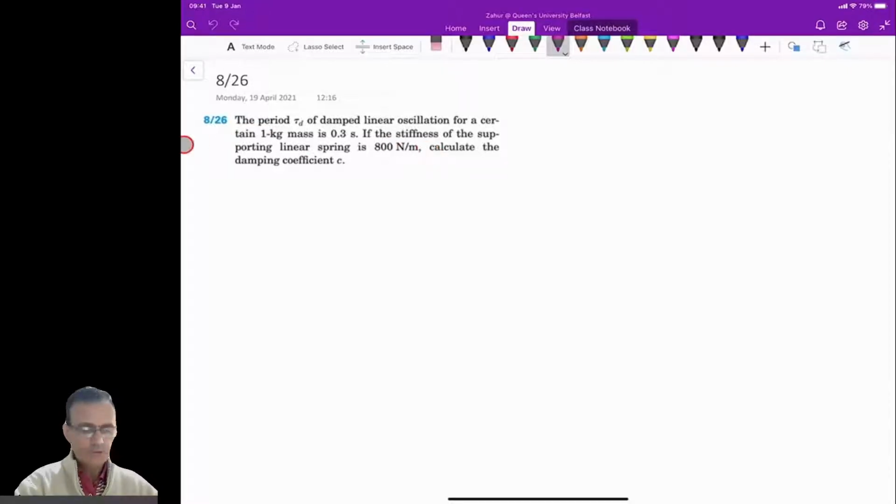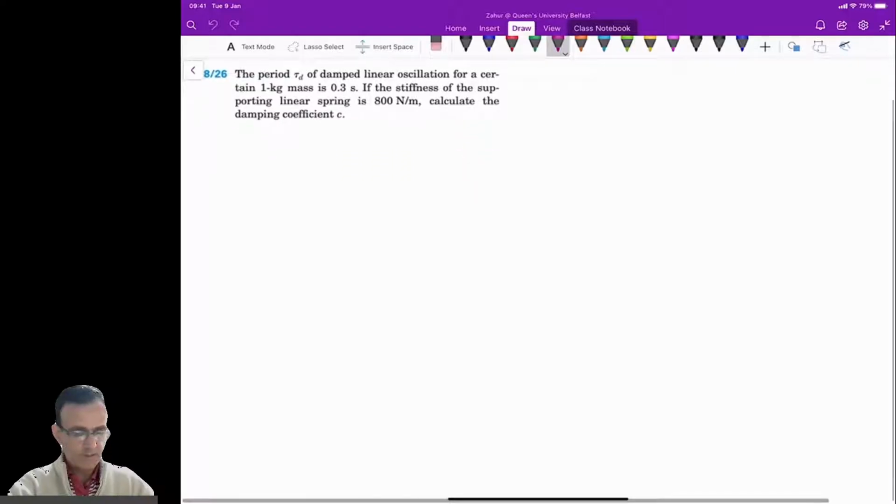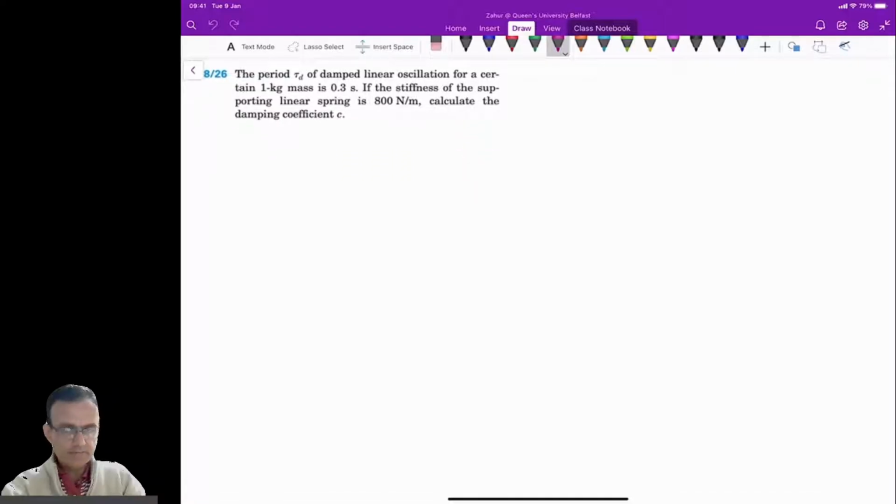Okay, so this is one of the tutorial examples in your tutorial sheet. The period tau d of the damped linear oscillation for a certain 1 kilogram mass is 0.3 second. If the stiffness of the supporting linear spring is 800 Newton per meter, calculate the damping coefficient. So in this case, we have to calculate C here.